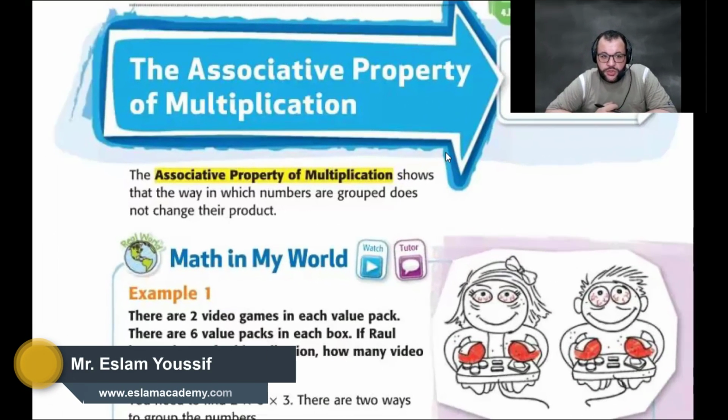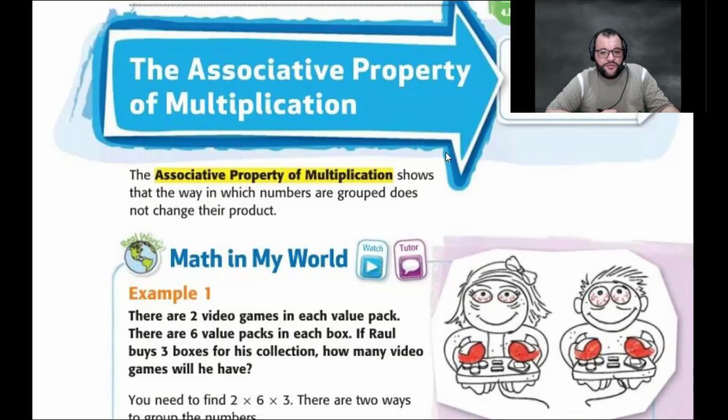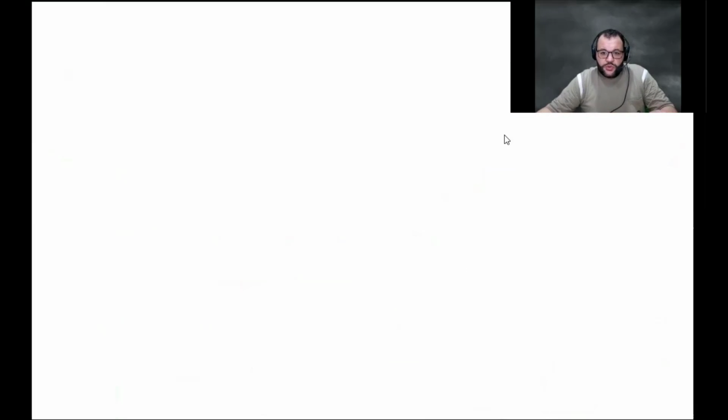Today, inshallah, we'll start with the associative property. If you remember the associative property in addition, can anyone give me the meaning of the associative property in addition, or what you know about it? If you know the answer, please raise your hand.